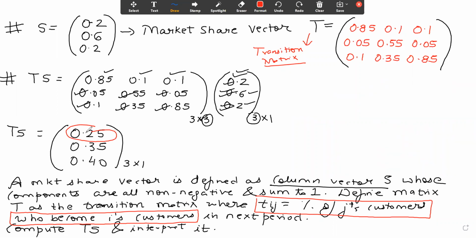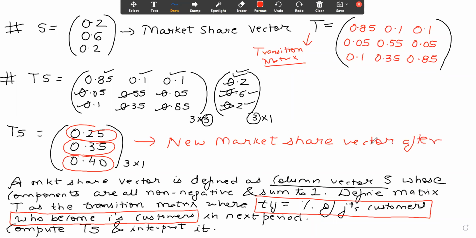B had how much share? B had 60% of the share. Now B only has 35% of the market share. So B has lost market share. And C initially had 20% of the market share. Now C has 40% of the market share. So I can say this is my new market share vector after one period.